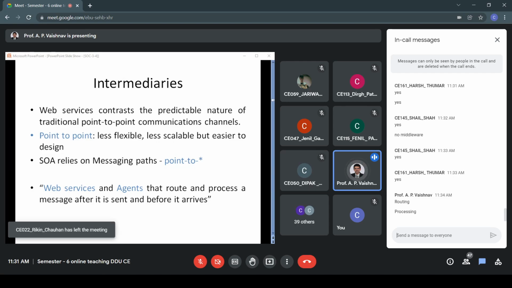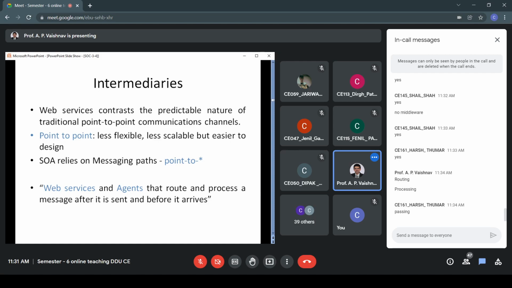Okay. So what do we mean by just routing? When I say we are routing a message, what does that mean? Passing on. Yes. Without looking into the message, we are passing on. Correct, right? And what is called processing then? Can anyone give me an answer for that? Processing the message.